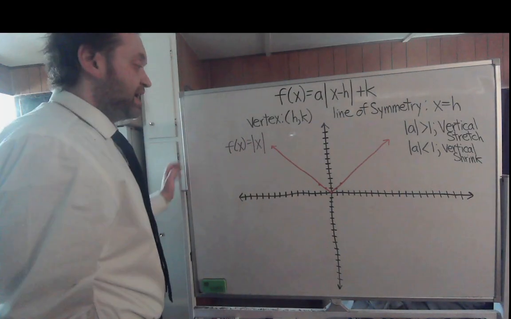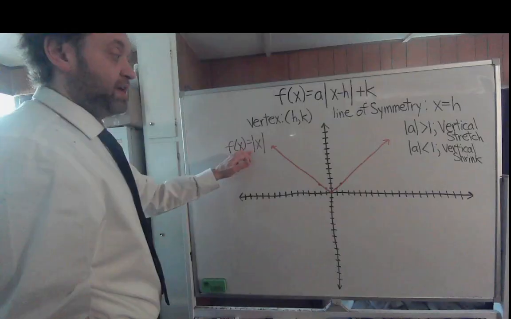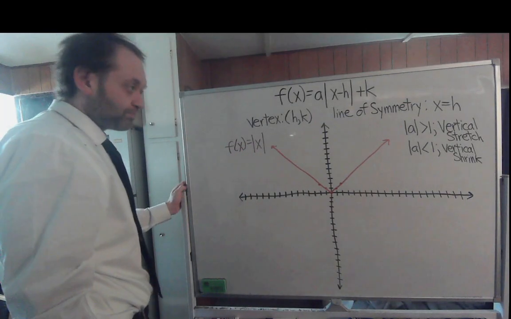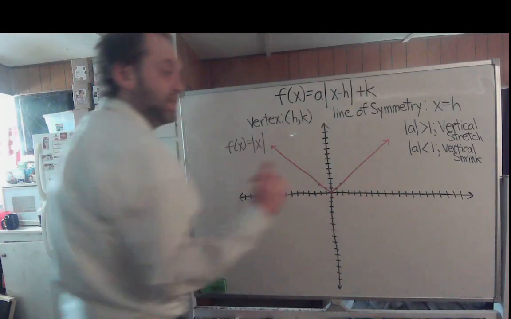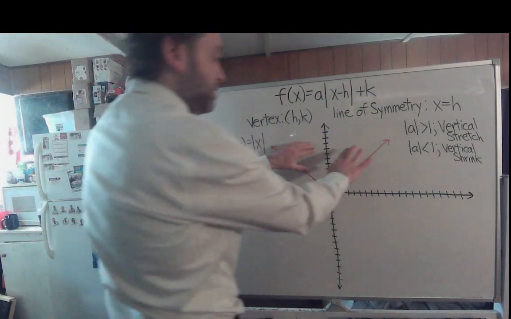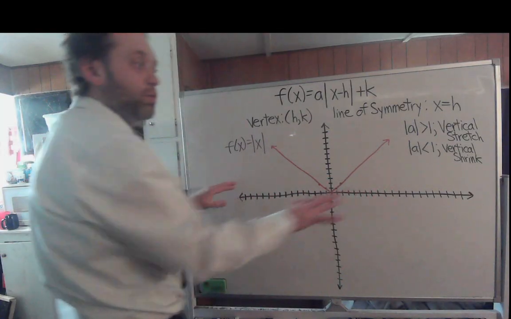Then let's say I had f of x equals 1/2 of the absolute value of x. If that value of a is less than 1, it's a vertical shrink. It'll shrink it vertically and stretch it more horizontally.